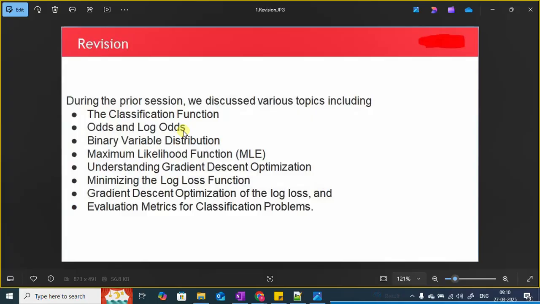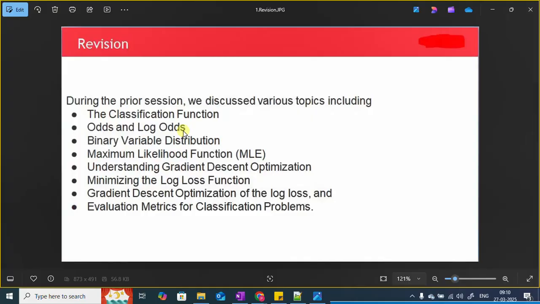So how to minimize the loss means how I can reduce the gap or difference between actual value and predicted value. Okay, that also we have seen. Then gradient descent optimization of the log loss and evaluation matrix for classification problem. As part of evaluation matrix, I have given some introduction about the confusion matrix altogether.